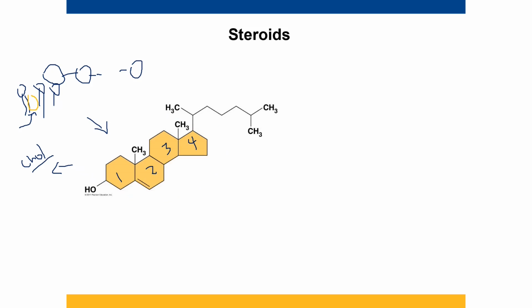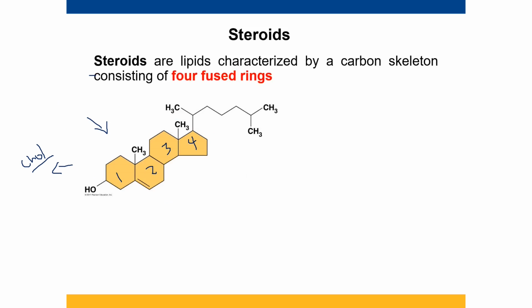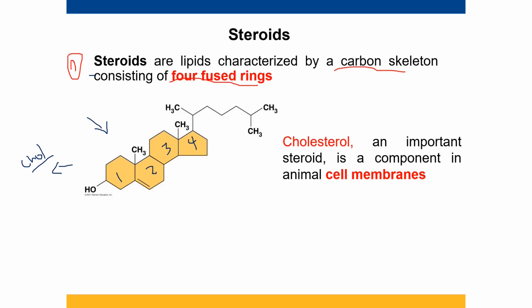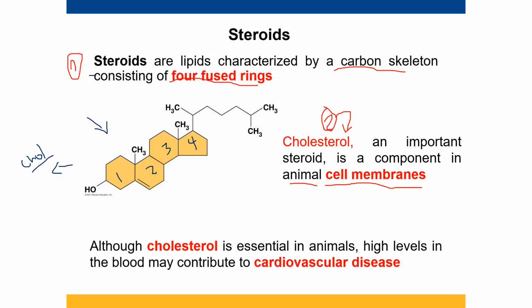So let's summarize. I told you 3 main things about steroids that I hope you remember. The first thing is that steroids are lipids, and the most interesting characteristic of this lipid is that they have 4 fused rings in the carbon skeleton. The second thing is that the steroid you have heard of the most is cholesterol, and it is found in the cell membranes of animals. And finally, although it's essential in animals, at high levels it can contribute to cardiovascular diseases.